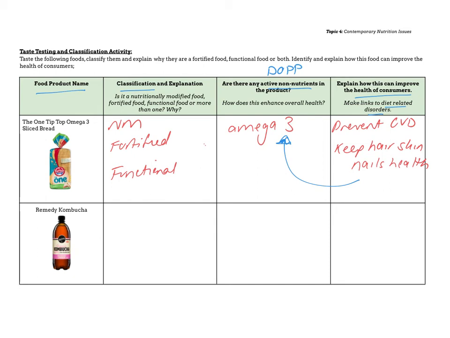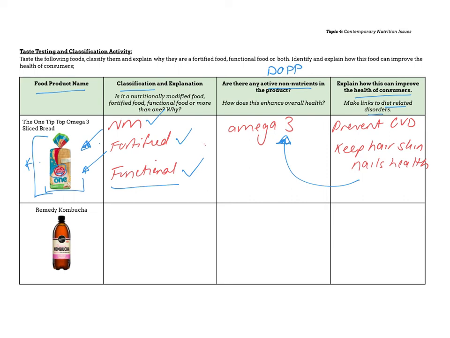Now, the first example is a product from Tip Top, and this is a sliced bread product that has been fortified with omega-3. Now, this is a type of food that is nutritionally modified because the nutritional value has been changed by adding omega-3 fatty acids. So therefore, it's also a fortified food. Now, it is a functional food as well because it has health benefits that surpass those of other foods in the same product category. So if we look at bread, this bread is functional compared to other types of bread because it has that omega-3 added.